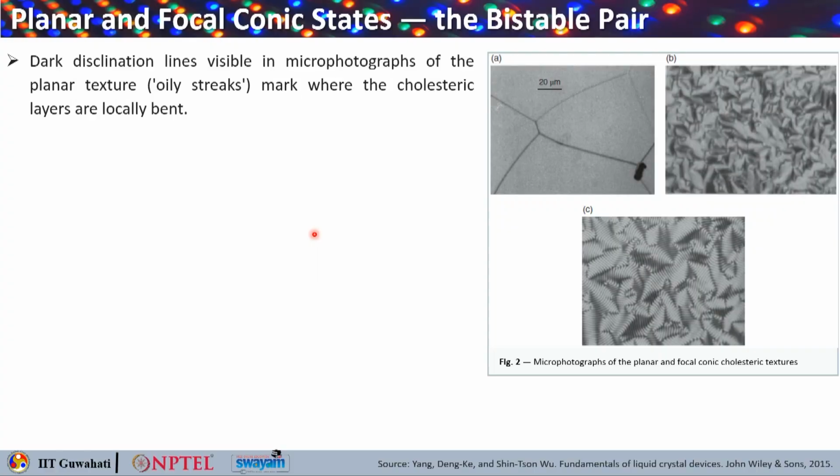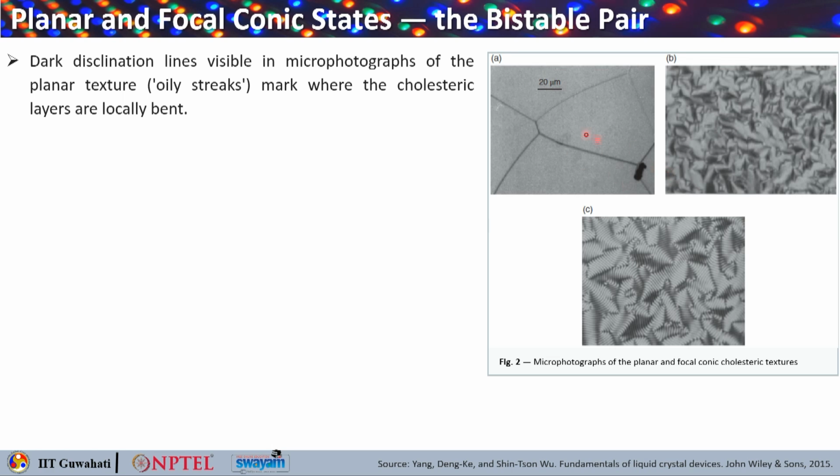Since microphotograph recognition is a practical skill, here you can basically see in a microphotograph the oily streak distribution lines can show for the planar texture and a mottled multi-domain scattering pattern for the focal conic structure. That is the beauty of the microphotograph. So figure 2 basically shows this kind of microphotographs of the planar and the focal conic cholesteric structures.